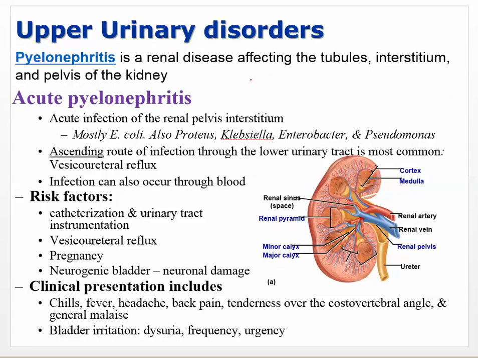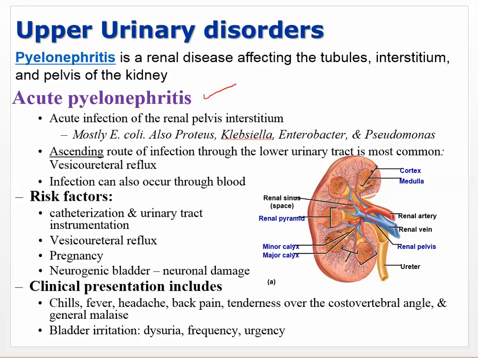Okay, so pyelonephritis is a renal disease affecting the tubules, interstitium, and pelvis of the kidney. So we're going to first talk about the acute form of this. So now we're talking about a kidney infection, and the pyelo refers to the pelvis. So this is the picture I've been trying to draw, where you can see sort of the calyces up here, and then they drain into that pelvic area, the renal pelvis, and that's really what pyelonephritis is referring to. But it says affects the tubules, interstitium, and pelvis.